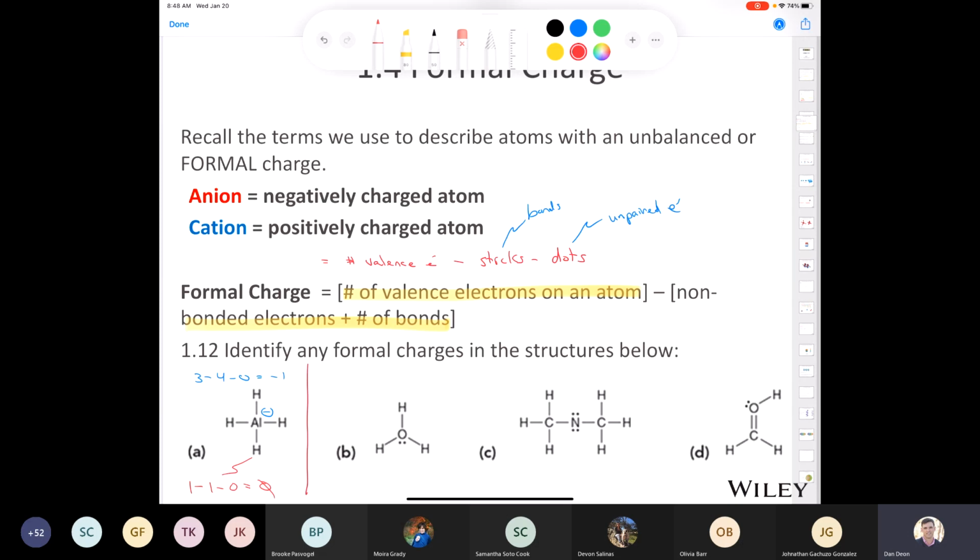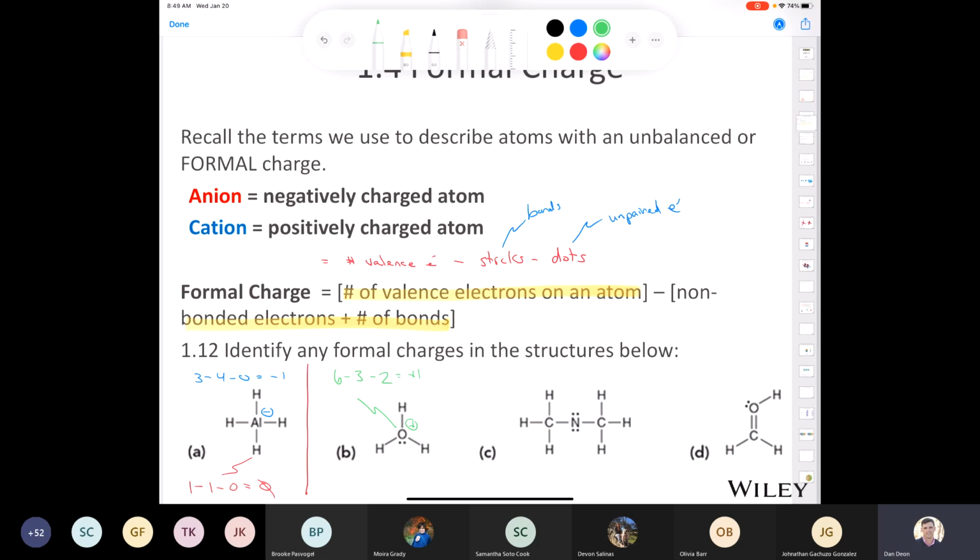If we look at the next one, it's a hydronium ion, in case you recognize that from general chemistry. Look at the oxygen here. Oxygen has 6 valence electrons. It's in group 6A. It's got 1, 2, 3 sticks. It's got 1, 2 dots. 6 minus 3 minus 2 gives you +1. So that means there's a positive charge on the oxygen.